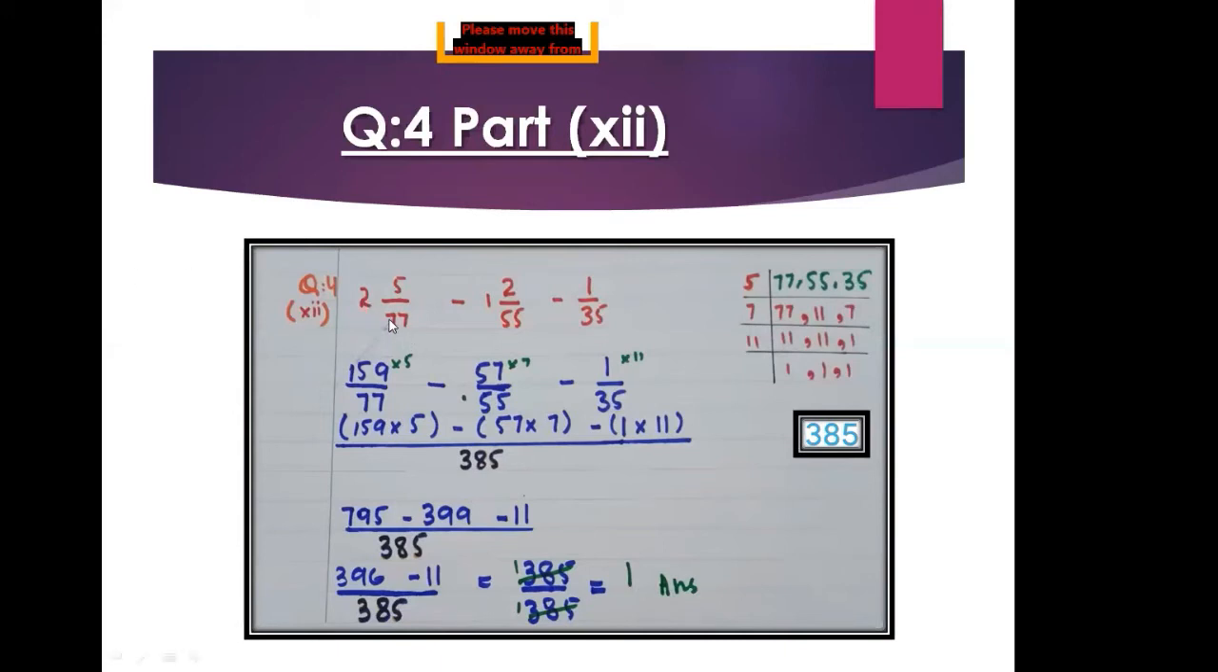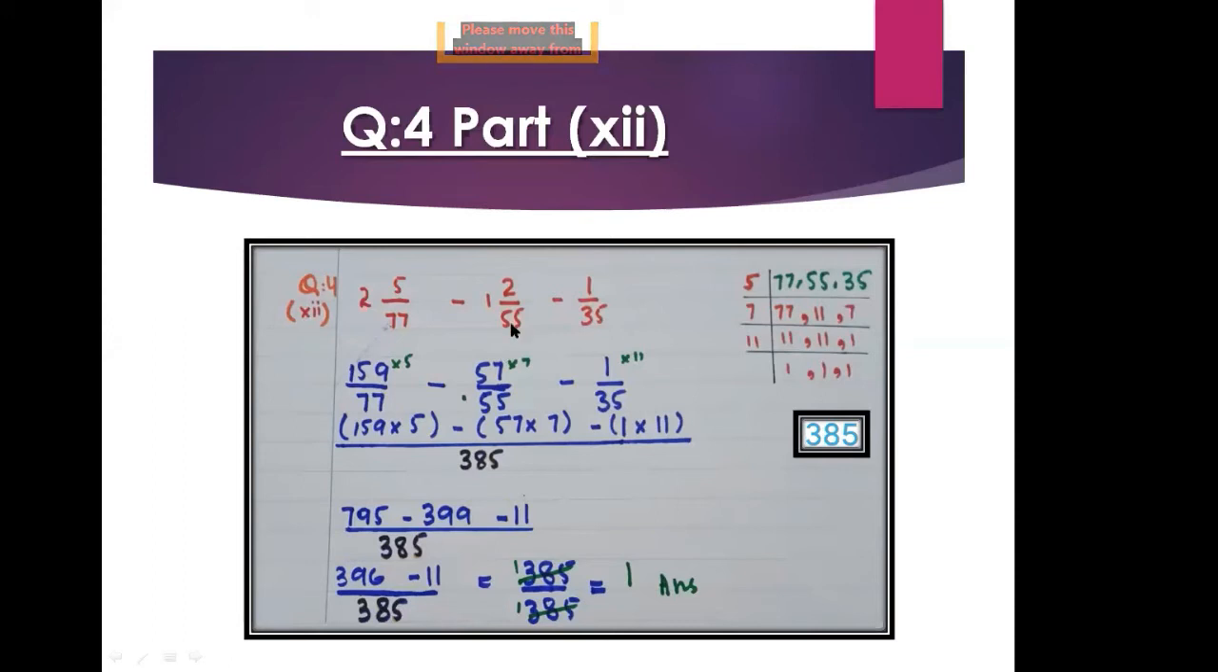Like 77 multiplied by 2. First, we multiply it and then add 5. We multiply 77 with the whole number, 77 multiplied by 2, and then add it with the numerator, and the numerator is 5. First, multiply 77 with the whole number and then add it with 5. So the answer is 159, and the denominator remains the same.